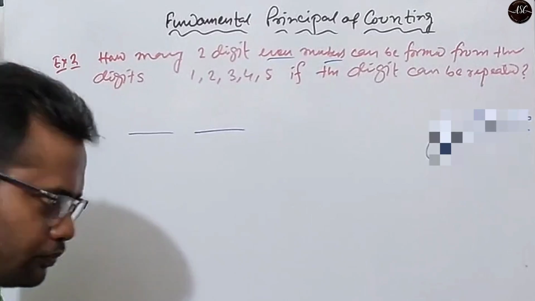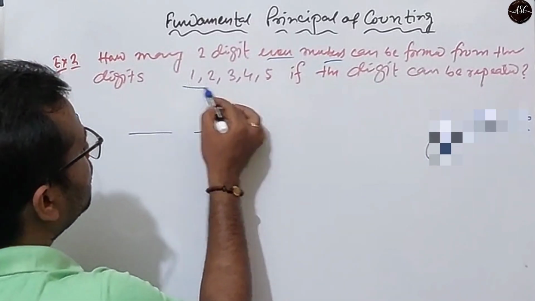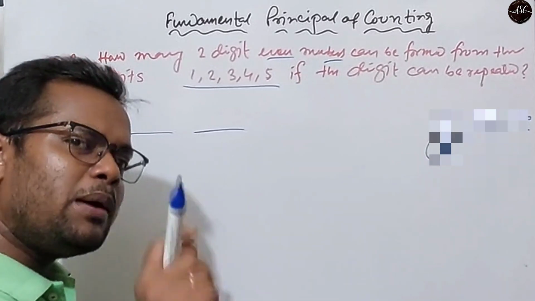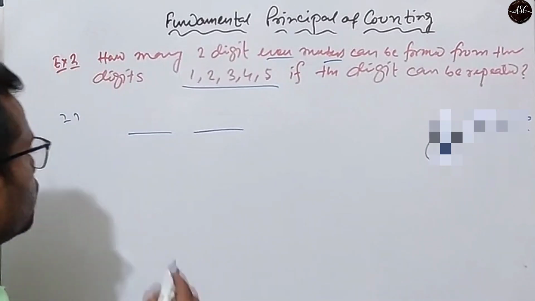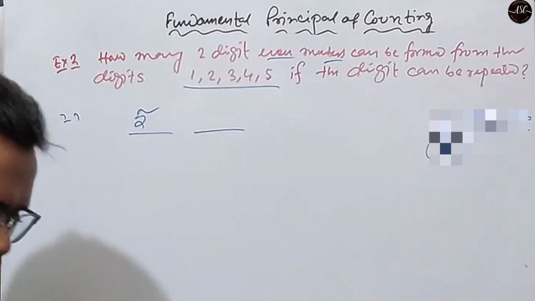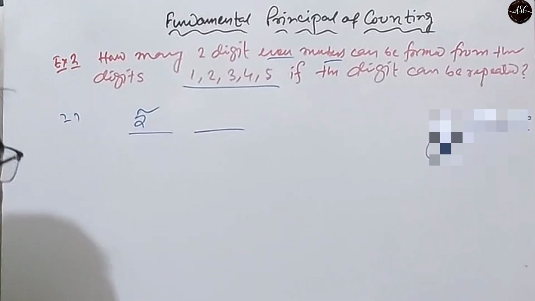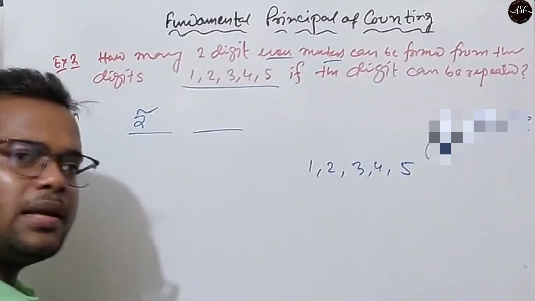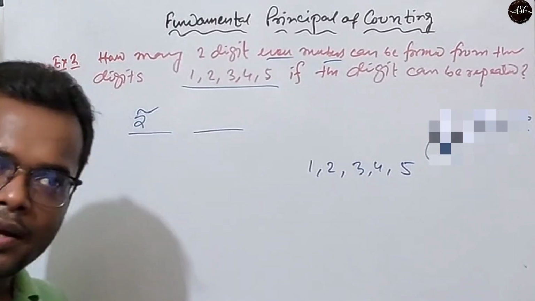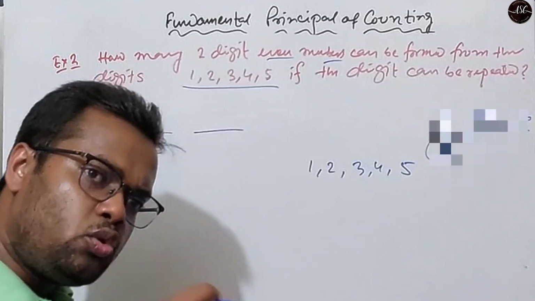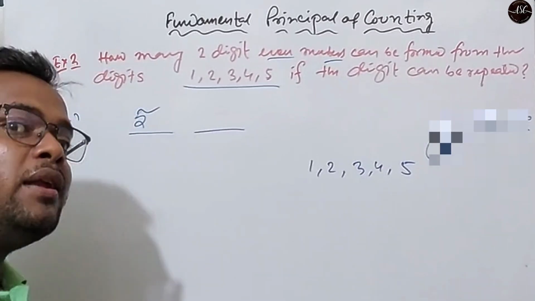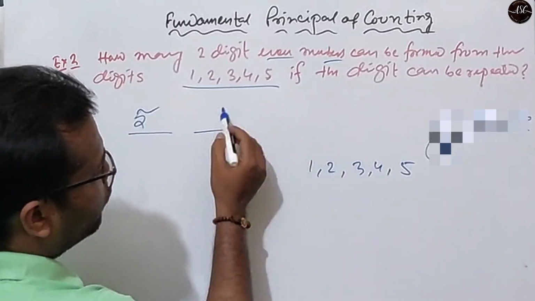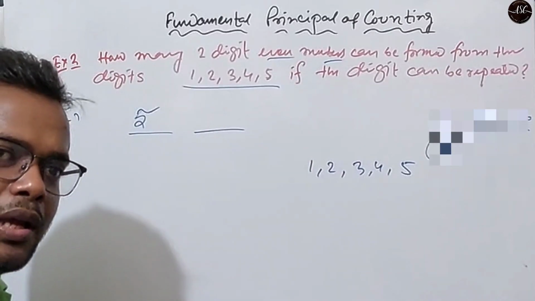So we have to find the 2-digit number. Let us have 1, 2, 3, 4, 5, that means 5 numbers. So this can be chosen in 5 different ways, so just write 5 here. And there is a 3. Here 1, 2, 3, 4, and 5 are the numbers from which we find this 2-digit number. This 2-digit number must be even. So when will the number be even? If the last digit is 2 or 4.